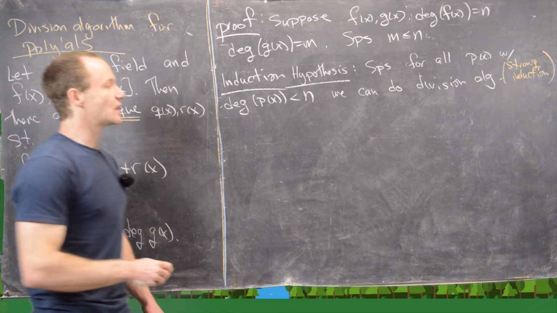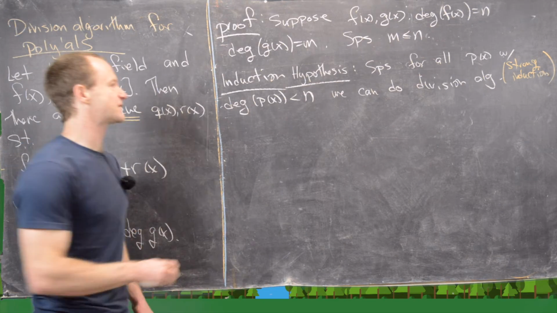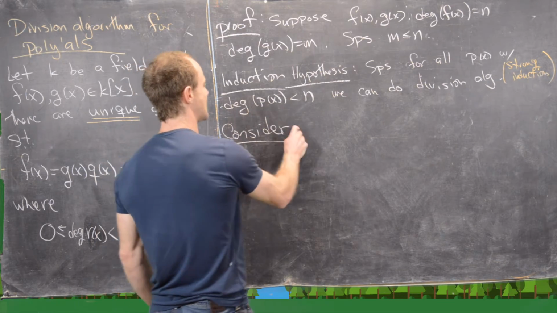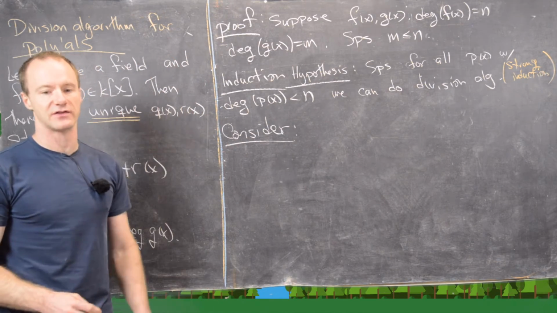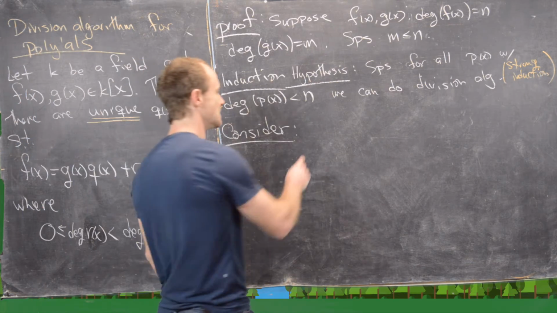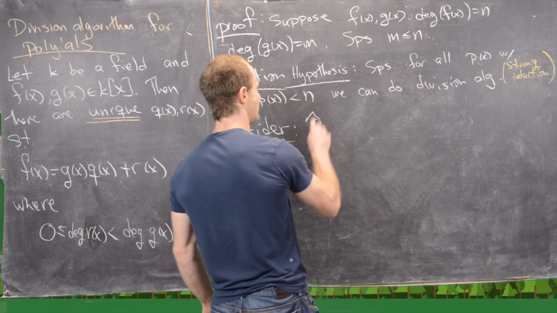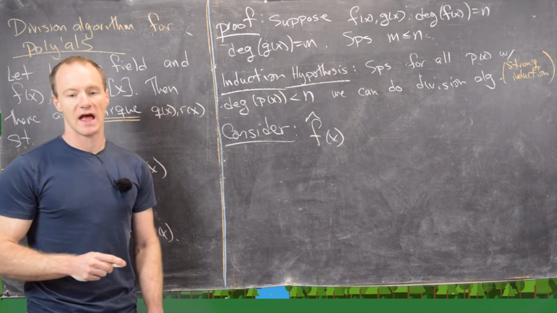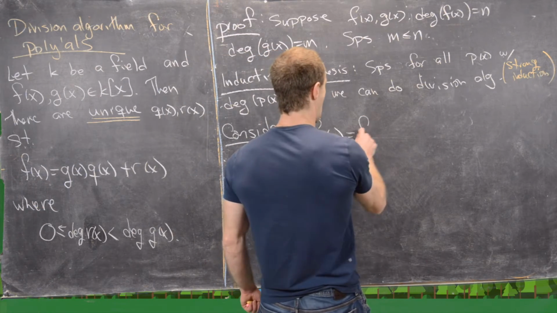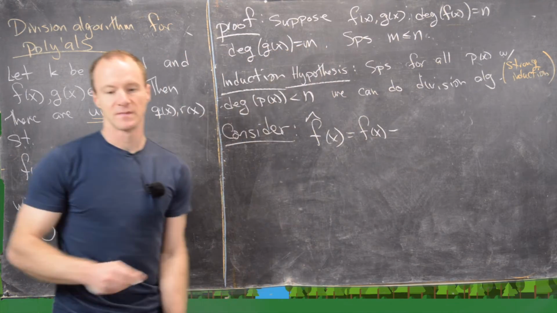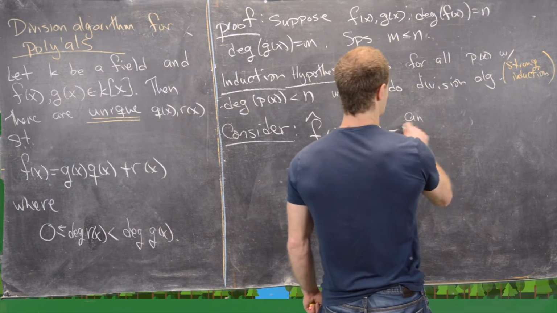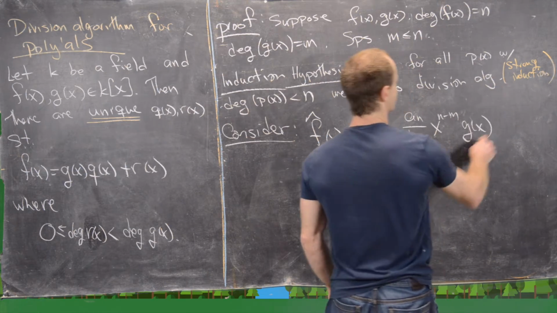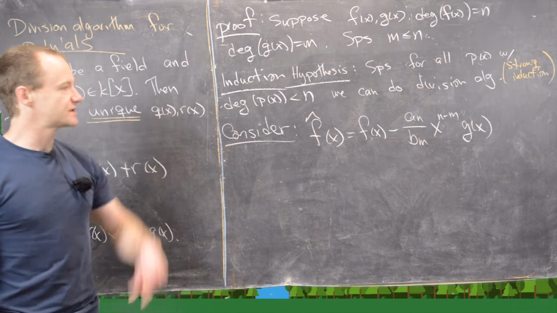Okay, great. So the next thing that we want to do is consider the following polynomial. What we want to do is tweak f to make it have a smaller degree and then apply this induction hypothesis. That's kind of our strategy. So let's consider this polynomial. I'll call it f hat of x, just to notice that it is related to f of x. And it's defined by f of x minus a_n over b_m x to the n minus m times g of x. Okay, so let's see what that looks like.